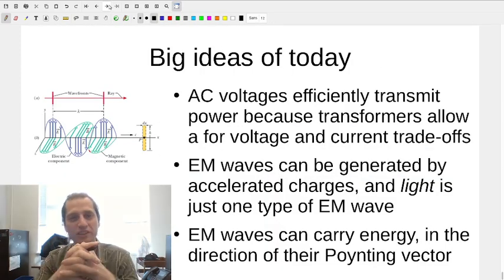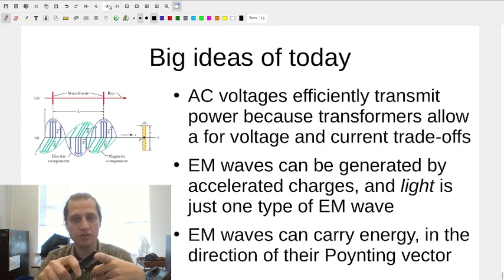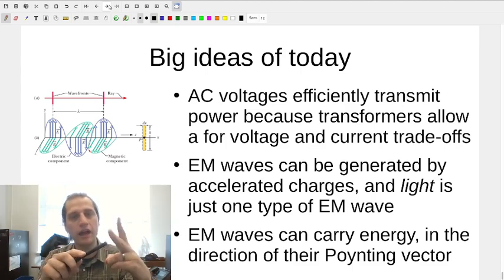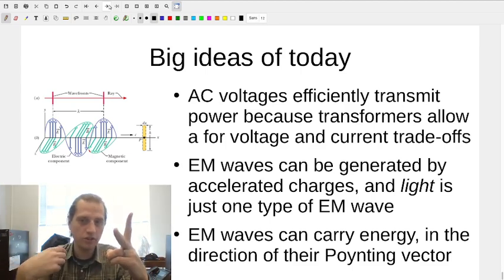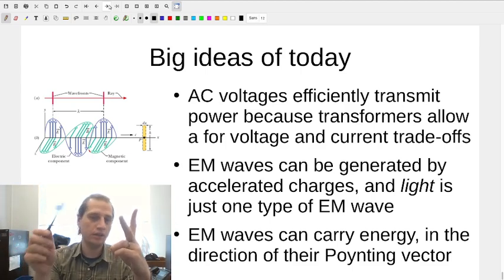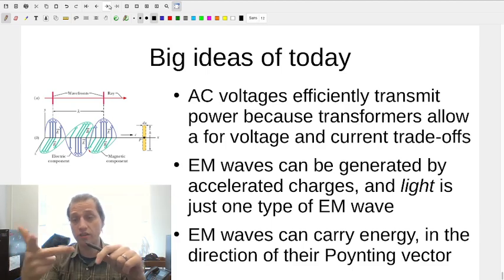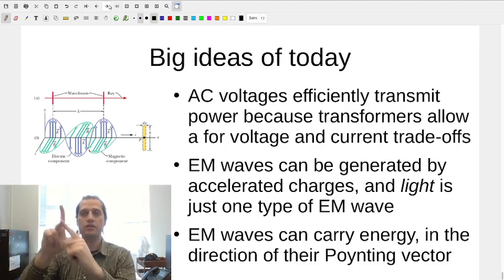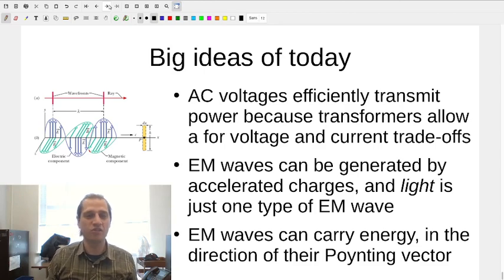Okay, so what have we talked about today? We've talked about how AC voltages are good for transmitting power because transformers allow for current and voltage to trade off. I've talked about electromagnetic waves. You can generate them by accelerating charges. Accelerating charges cause oscillating electric and magnetic fields to be generated, and light is just one type of that electromagnetic wave. And then finally we've talked about how the Poynting vector tells us how the direction of our power depends on the E and the B, and then our thumb would be the direction of that power transmission.